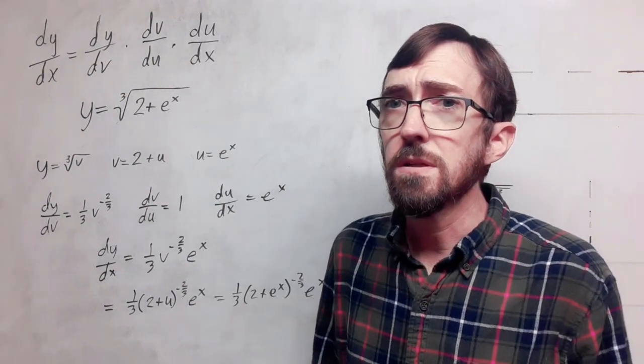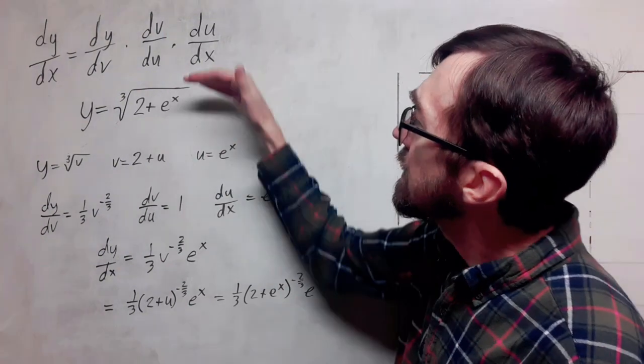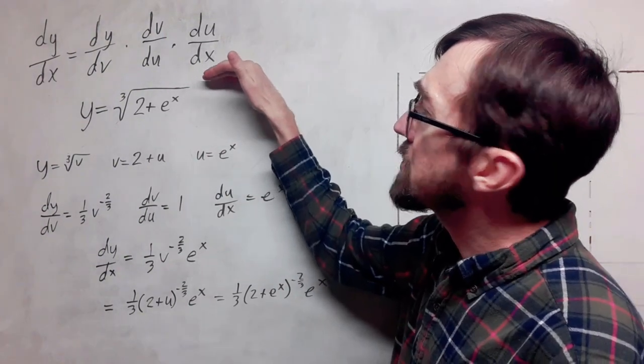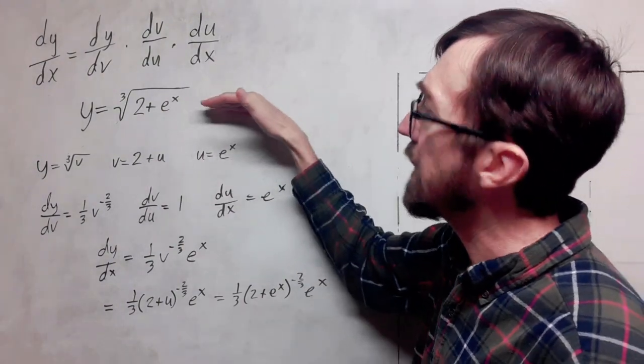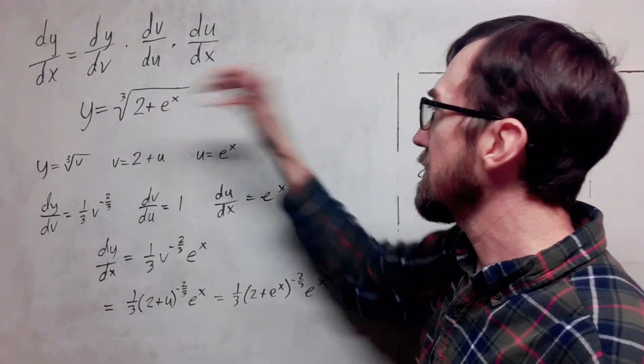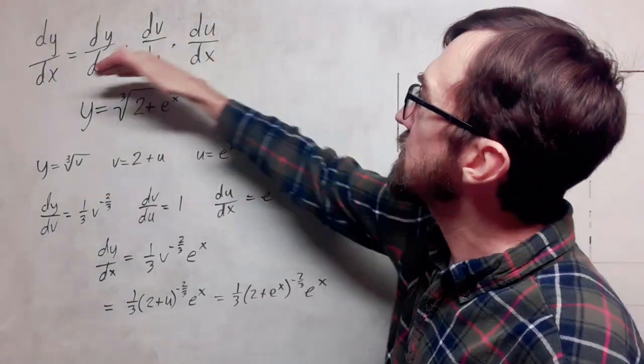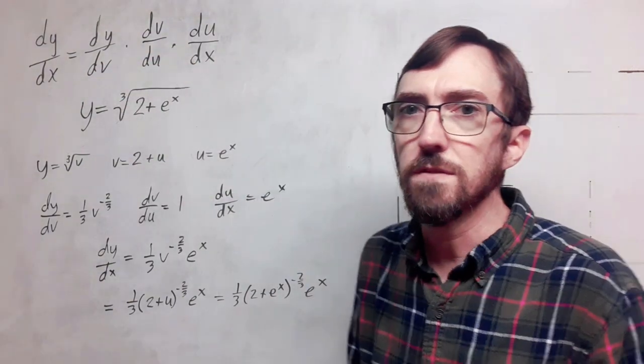Hopefully this has been beneficial to understanding how this chain rule statement actually applies to a function like this, where we have a composite function, and how to break that down so that we can get these individual derivatives.